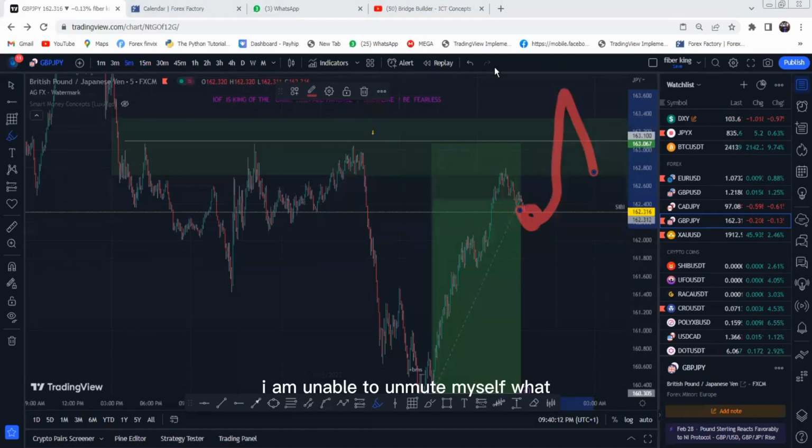I'm unable to unmute myself. What? I've said allow participants to unmute themselves. I think you can unmute yourself, okay? It says the host is not allowing participants to unmute themselves. Okay, try to do that now. Let's see, Alvin. Please do it fast so that you have just 2 more minutes.